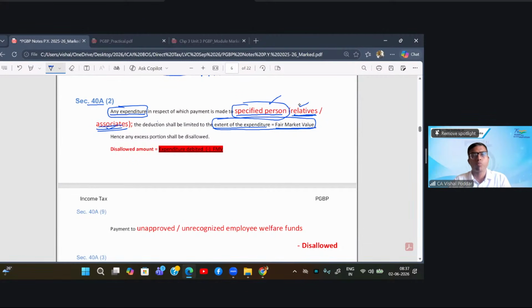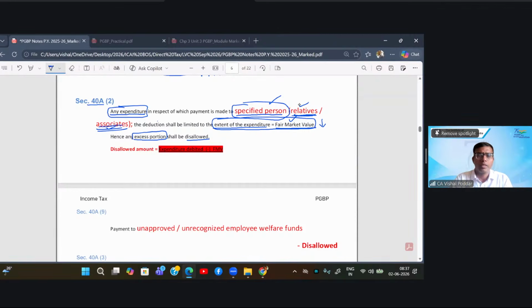Right? Now, if the expense that you have incurred with your specified persons is either equal to or below fair market value, I have no problem. But if it exceeds the fair market value, then the excess portion will be disallowed.